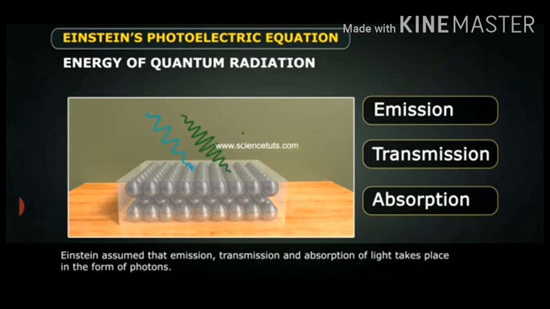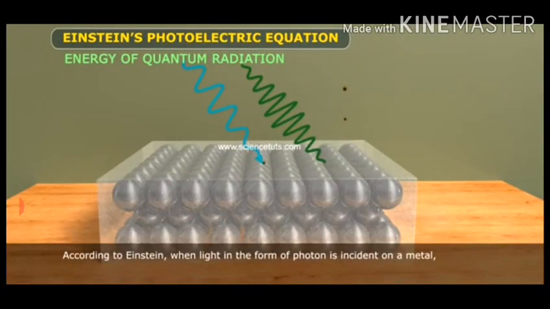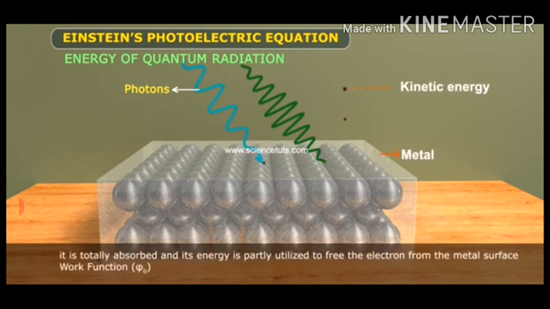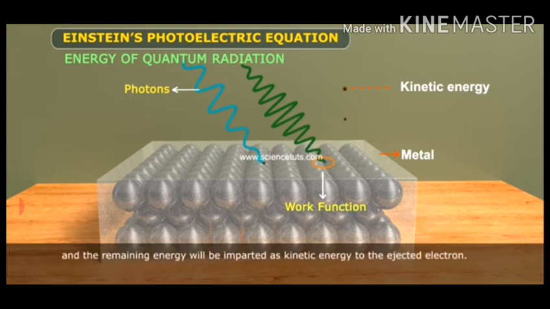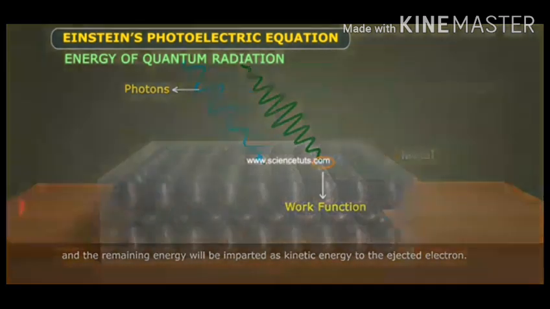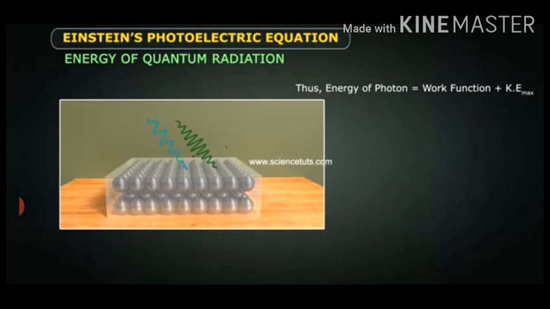According to Einstein, when light in the form of photons is incident on a metal, it is totally absorbed and its energy is partly utilized to free the electron from the metal surface as work function, and the remaining energy will be imparted as kinetic energy to the ejected electron. Thus, energy of photon equals work function plus K maximum.